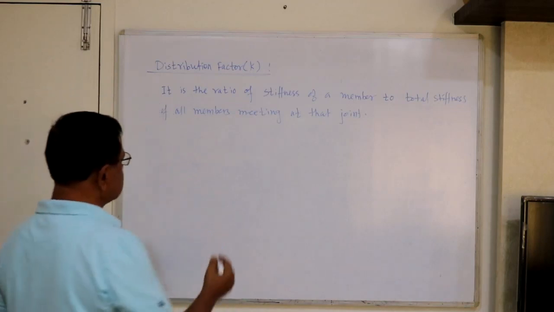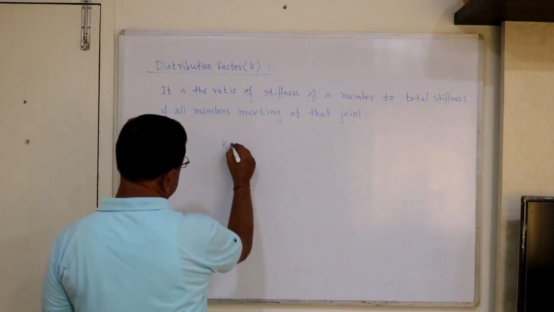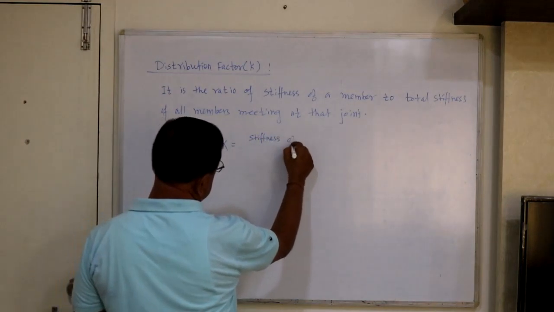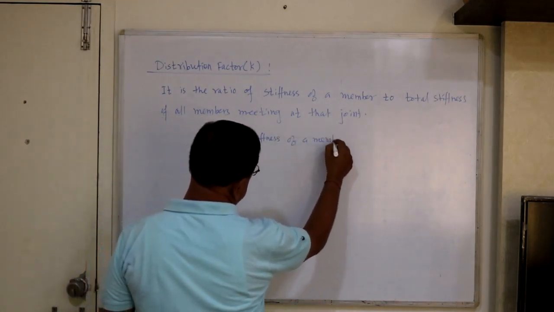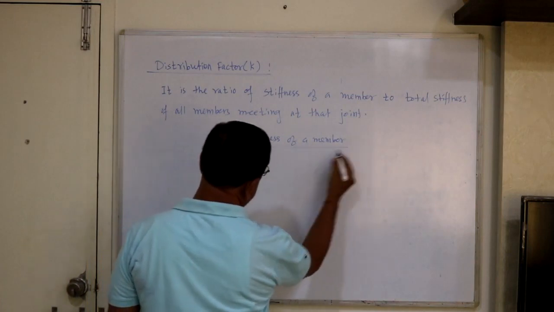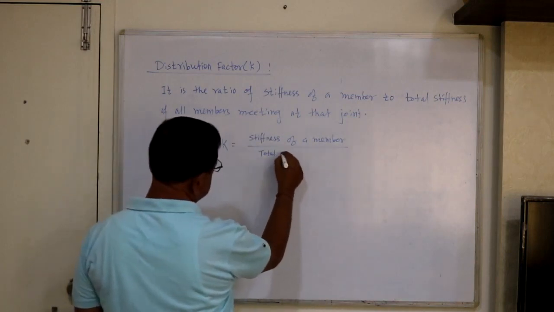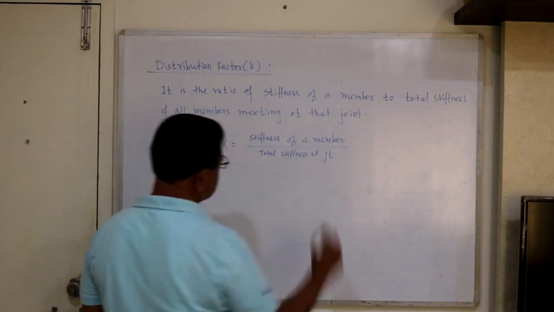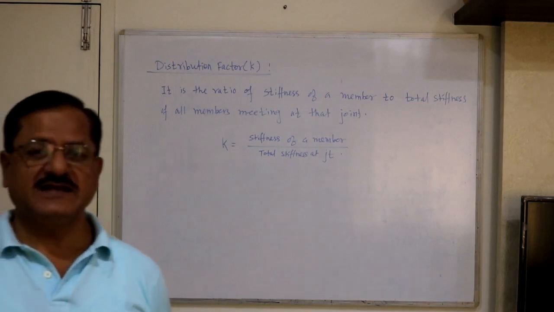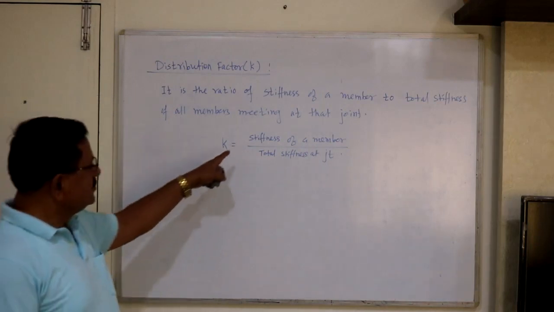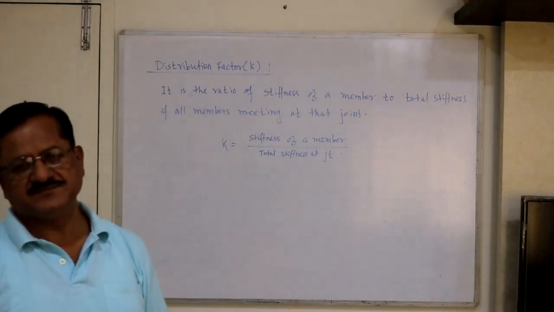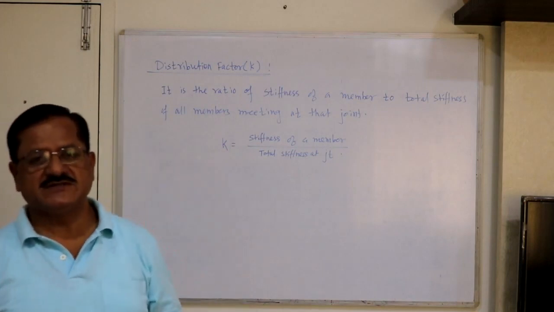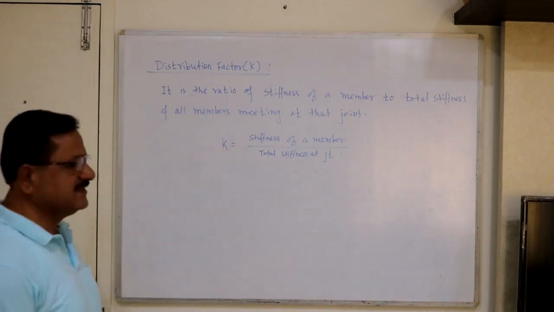Now that means K is equal to the stiffness of a member divided by the total stiffness at the joint, the total stiffness of all the members connected at that joint. So use either absolute stiffnesses or relative stiffnesses. Now we are going to make use of absolute stiffnesses to find out the stiffness of a member.